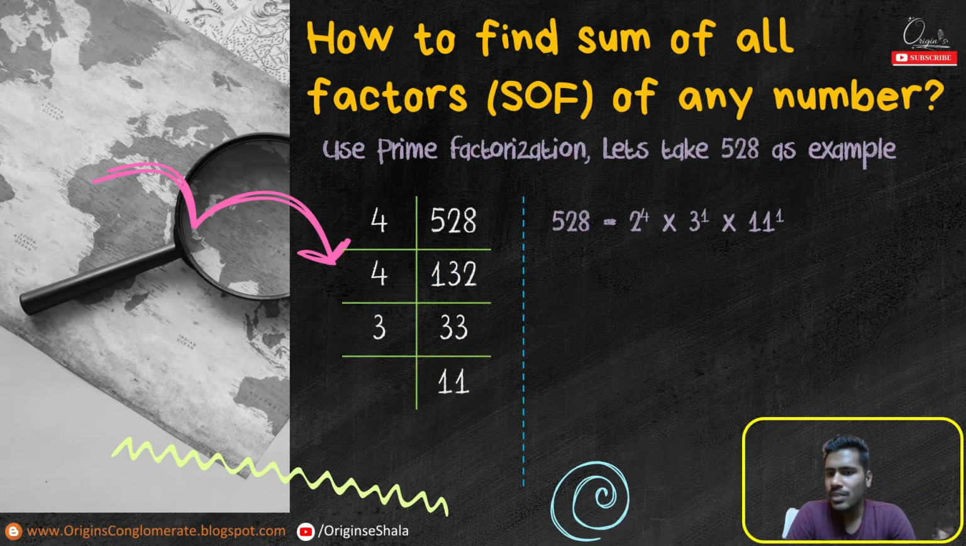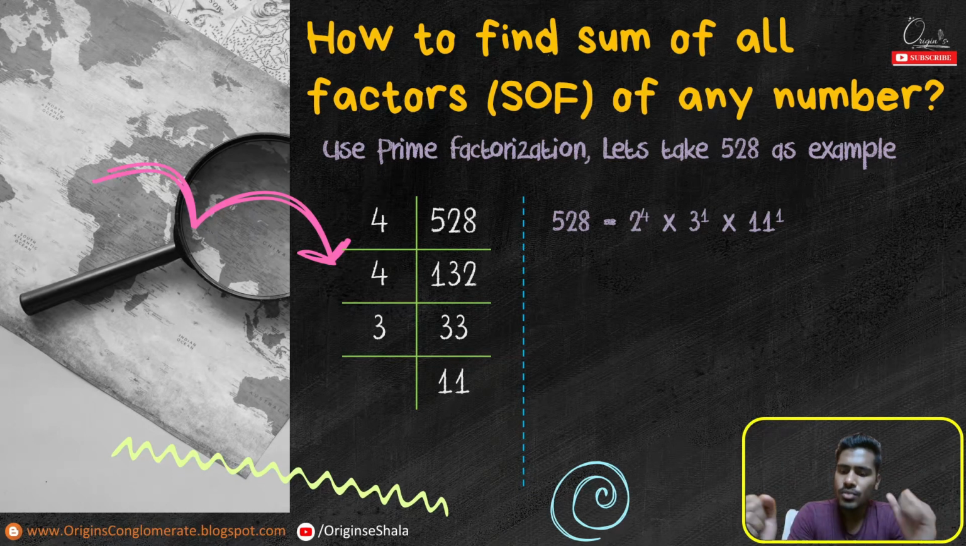Now the only difference between sum of factors and total number of factors is how we go about using the permutation combination values that we are getting. We will be using the same data, because this prime factorization shows that 2 has 5 possible values, 3 has 2 possible values, and 11 also has 2 possible values for making up this number in several other pairs, right?